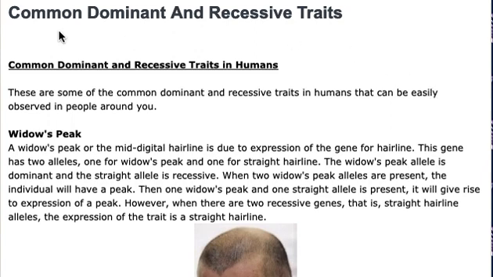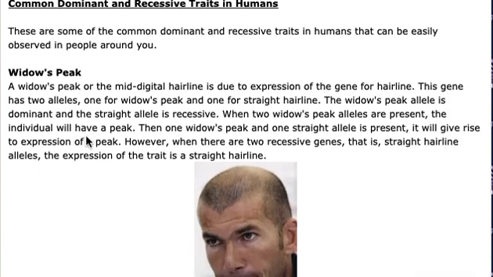This is about common, dominant, and recessive traits. These are some of the common dominant and recessive traits in humans that can be easily observed in people around you. The first one is widow's peak.